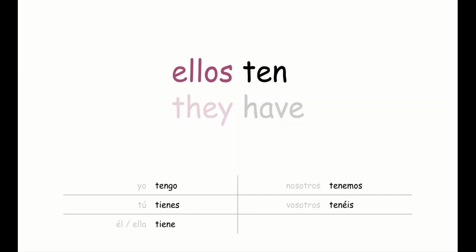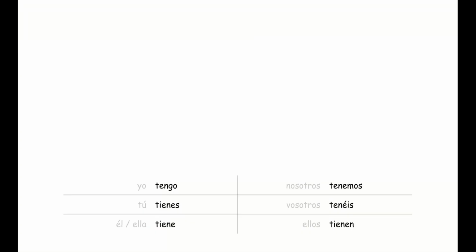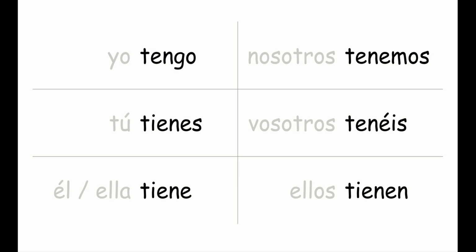Ellos, in this form, you're going to add the I, like in the tú and él and ella forms. So you'll add that I, so you have tien, and then you can add the normal en ending. So ellos tienen means they have. For example, nuestros abuelos tienen un carro. Our grandparents have a car. So now we know all the forms. Let's take a little bit of a closer look just to help us memorize these 6 forms.